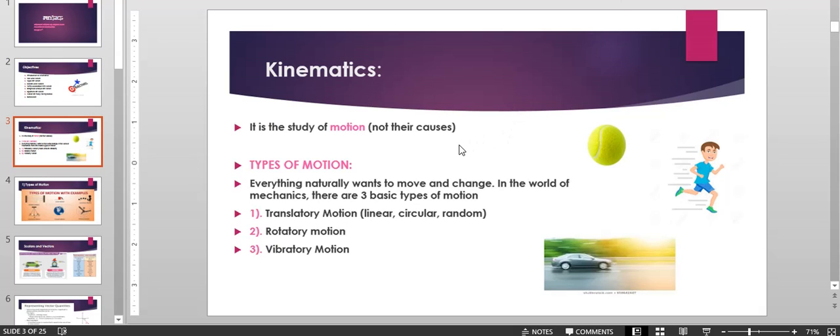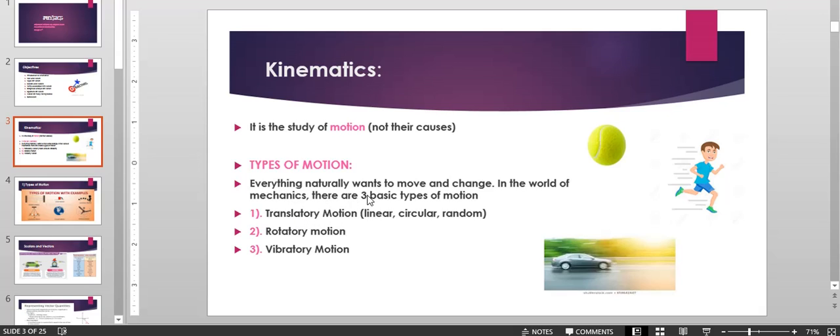So, what is basically kinematics? It is the branch of physics that deals with the study of motion of bodies, how they undergo different movements. But remember here that it does not deal with the causes of that movement. That will be discussed in our next chapter, dynamics. So let's see how many types of motion by different objects are shown.